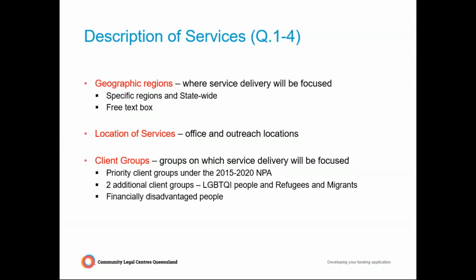And finally, the client groups that you'll focus on. That's a tick box, which allows you to identify which priority client groups you're targeting, under the list of the National Partnership Agreement priority client groups. There are 2 additional client groups, LGBTI people and refugees and migrants. Those are 2 additional client groups that the state government has identified as priority groups, which we think is a good thing. And also bear in mind that in the last NPA there were requirements for particularly complex and ongoing work to ensure that at least 90% of those services were directed to financially disadvantaged people. So that's something to bear in mind as you're thinking about service delivery and who you're directing those services to.